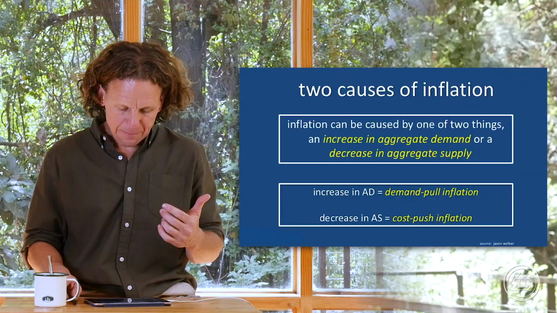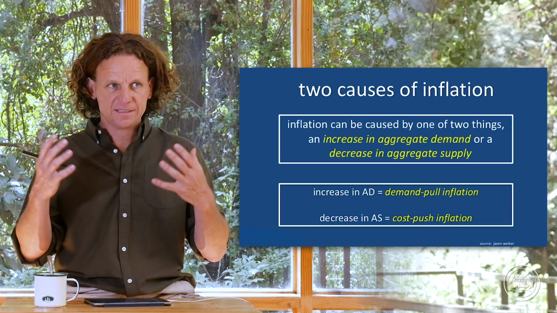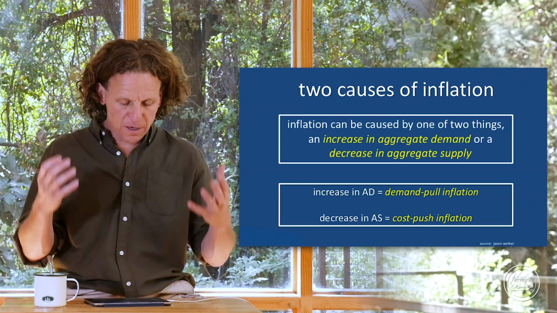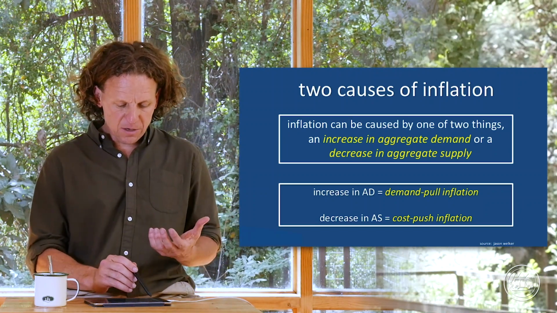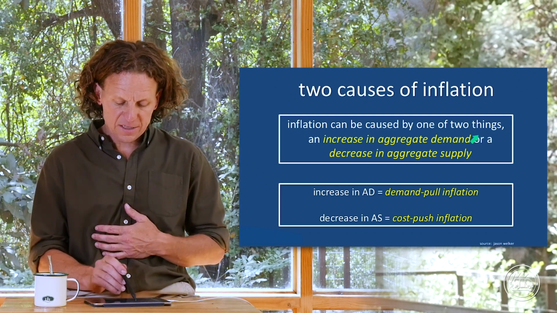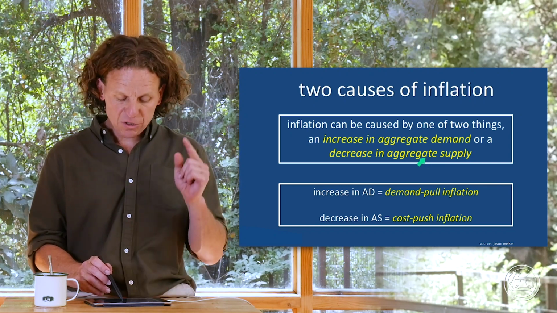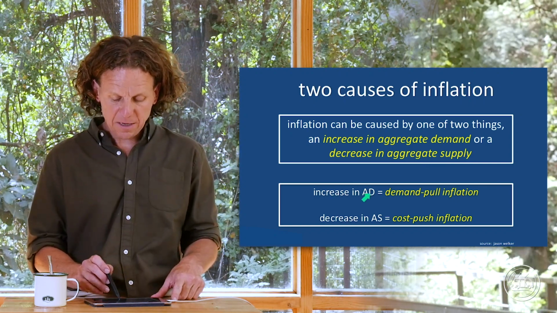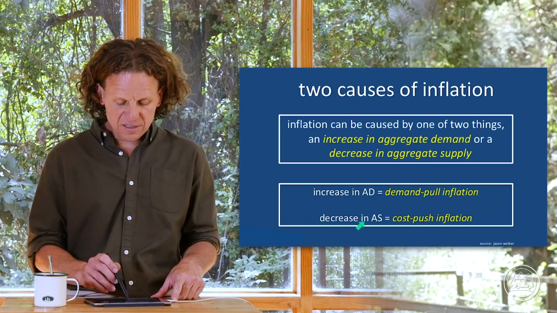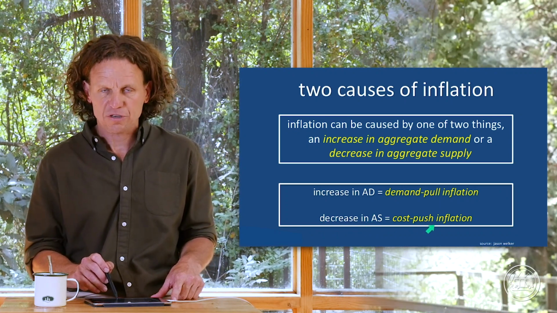Now let's take a look at cost push inflation and understanding what it means, okay? This should be by now pretty simple to you, but let's take a look at the basic causes of inflation. This is a little bit of a review. Inflation can be caused by two things: an increase in aggregate demand or a decrease in aggregate supply. Price levels go up if there's an increase in demand, demand pull inflation, or a decrease in aggregate supply, which would be cost push inflation.